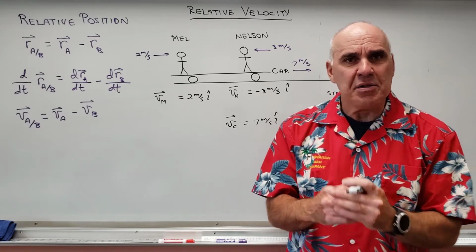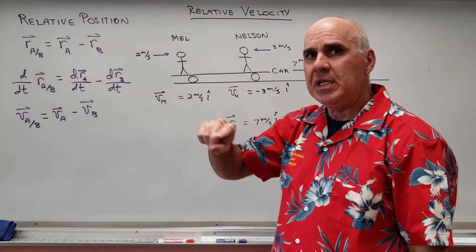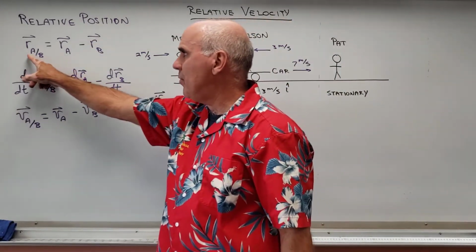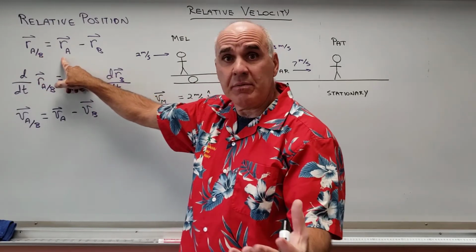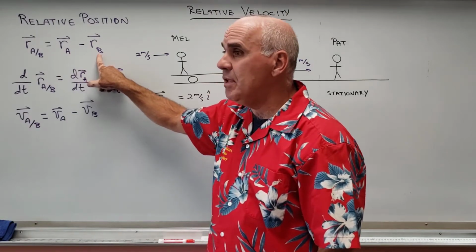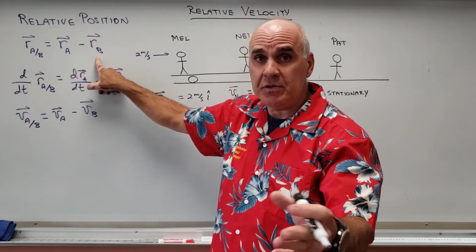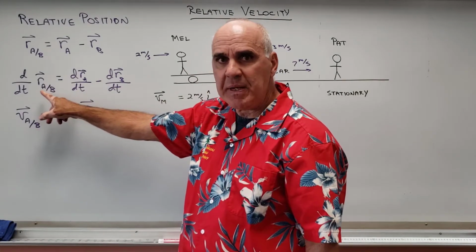Hello again. You may recall in a previous lecture we talked about relative position, and we learned that the position of some point A with respect to B was equal to the position of A with respect to some fixed origin, wherever that might be, minus the position of B with respect to the same origin. Right? But now what we want to do is take derivatives with respect to time.